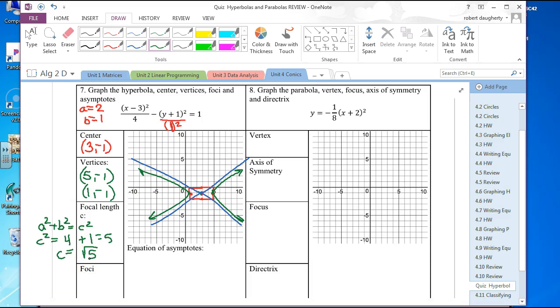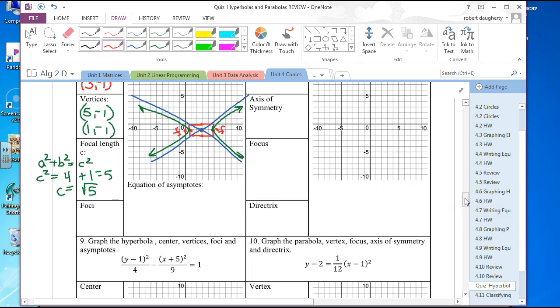Okay, so square root of 5 is a number slightly bigger than 2. So that means that if I go slightly more than 2 away, I'm going to find the foci. So somewhere right in here are going to be the 2 focal points. And what precisely are those points? If I start from the center, it's going to be (3 plus the square root of 5, -1) and (3 minus the square root of 5, -1).